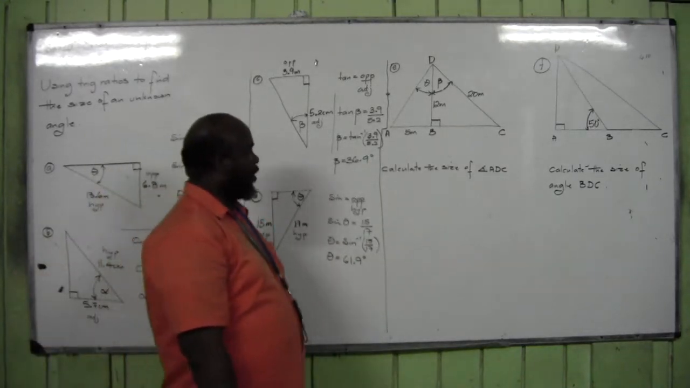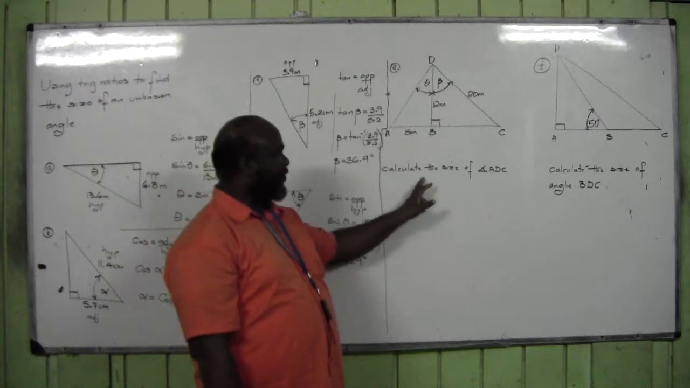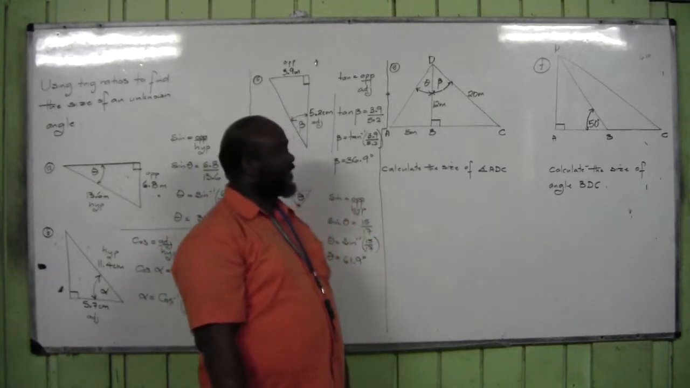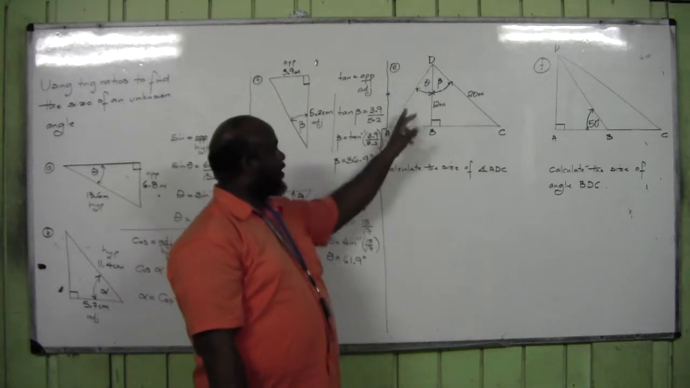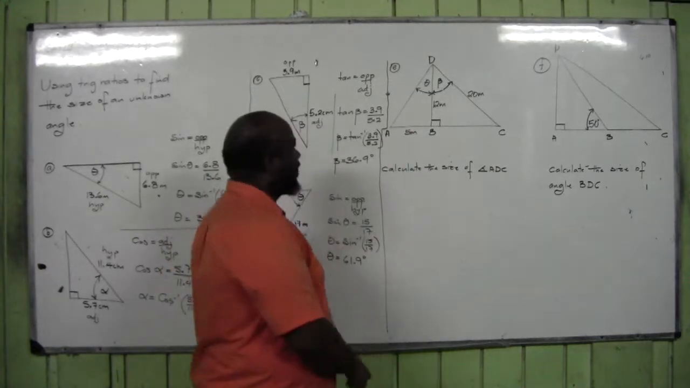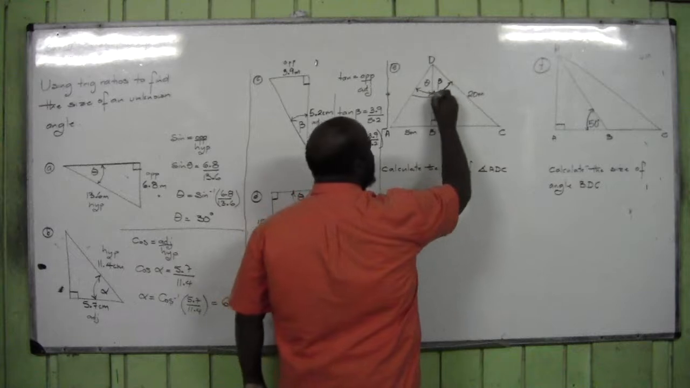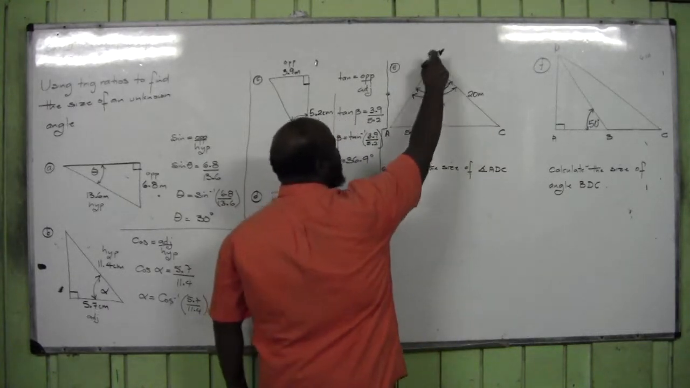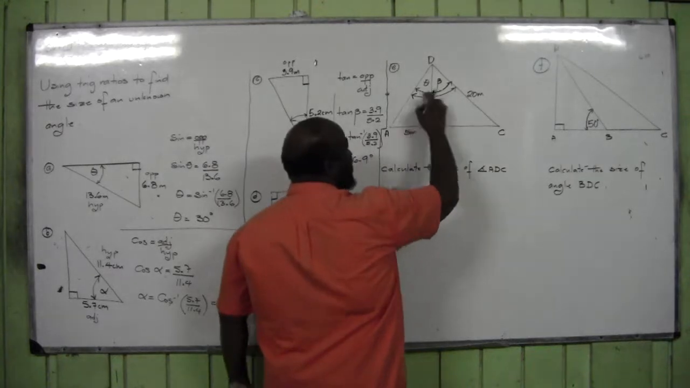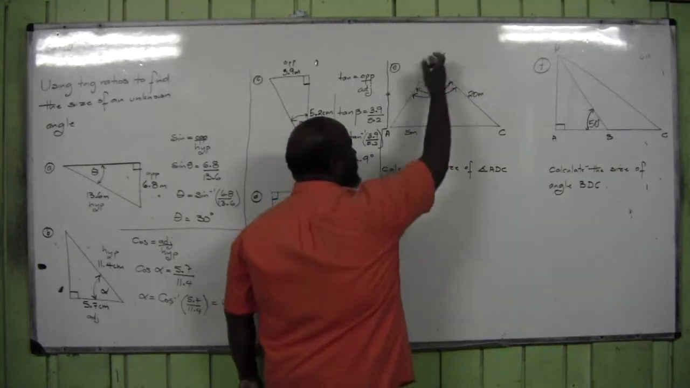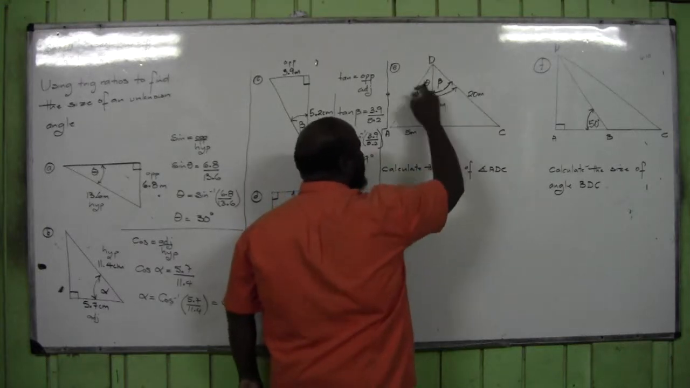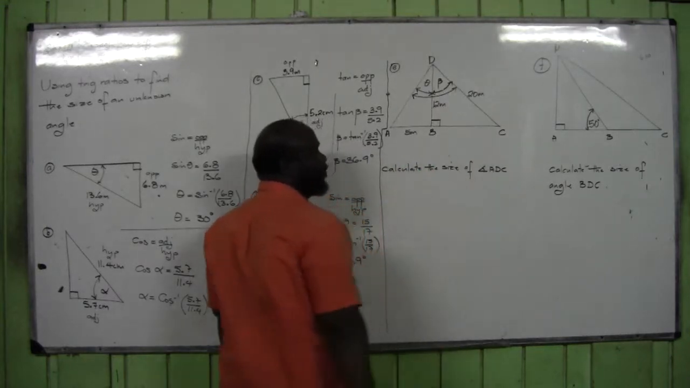We're asked to calculate the size of angle ABC. Let's identify that angle. It is angle ABC. They're asking us to find this entire angle. It is angle ADC. This is the opening between these two sides, AD and DC. The opening between them is what they want us to find.